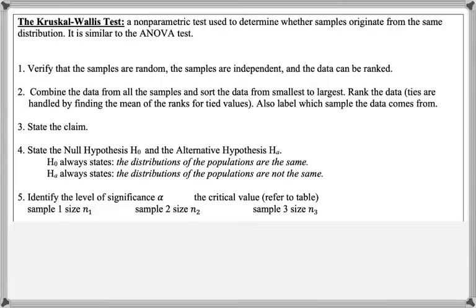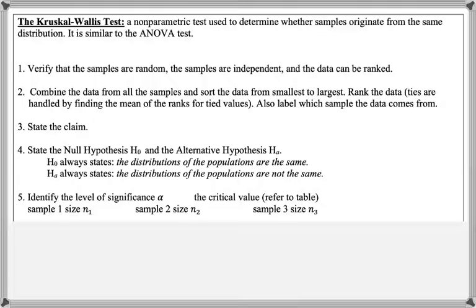This section is on the Kruskal-Wallis test. This is a non-parametric test used to determine whether samples originate from the same distribution, and it is similar to the ANOVA test. So first, we have to verify that the samples are random, the samples are independent, and that the data can be ranked.